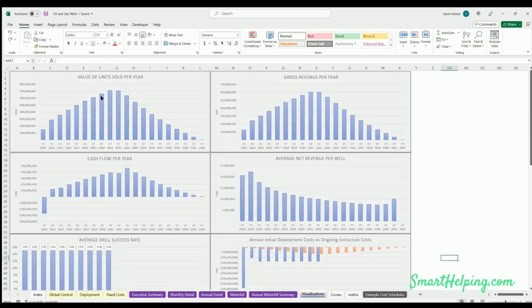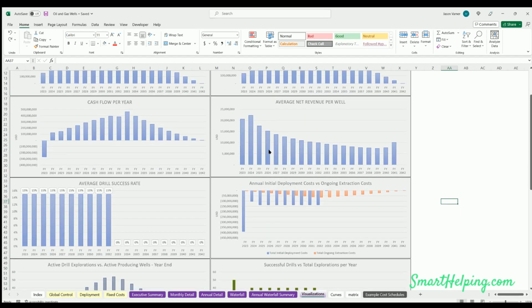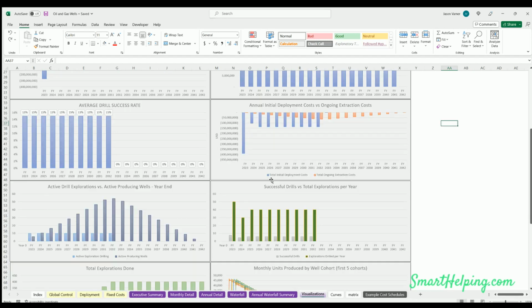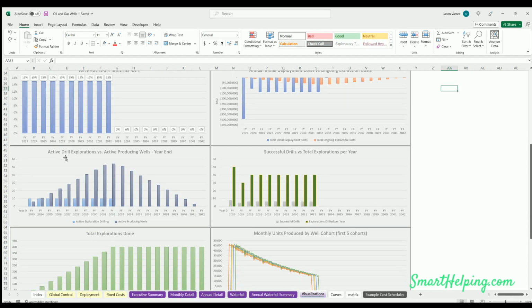Visualizations, lots of visualizations here. So units sold per year, total gross revenue per year, cash flow, average net revenue per well, and this is an annual average drill success rate, annual initial deployment costs versus ongoing extraction costs. So the bigger negatives are like the one-timers. That's ongoing. You see the difference. Active drill exploration versus active producing wells.